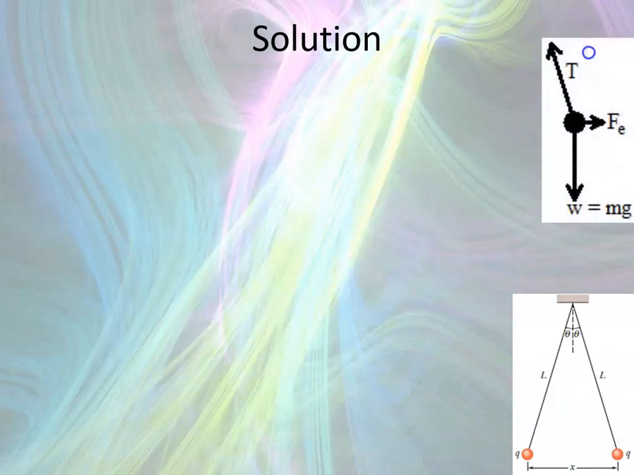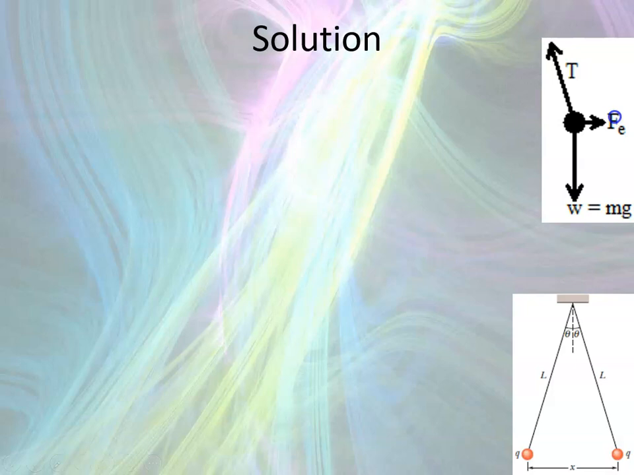Well, free body diagram time. Let's look at one charge in particular. How about, say, the one on the right? Well, the one on the right, it certainly feels a force downward. That's why it's hanging to begin with. That's its weight, W equals mg. Why is it deflected off toward the right? Well, it's deflected off toward the right because of this electrical force from this other charge. I'm going to call that F sub E.